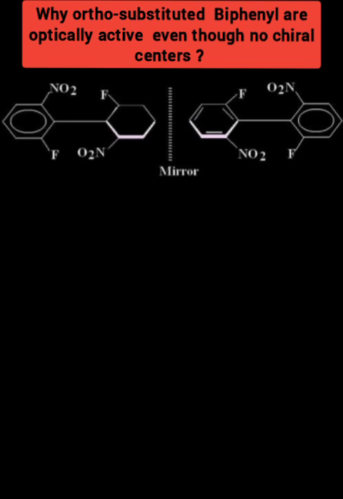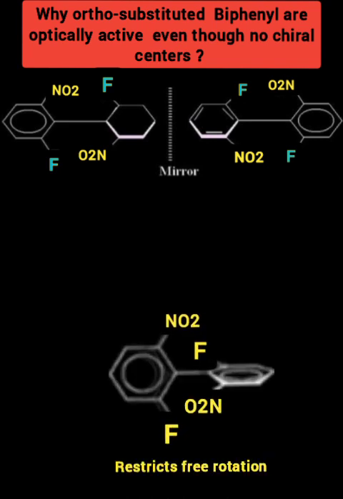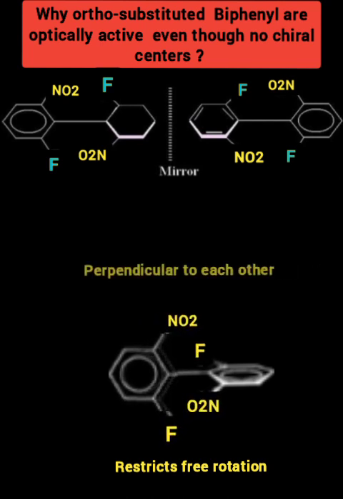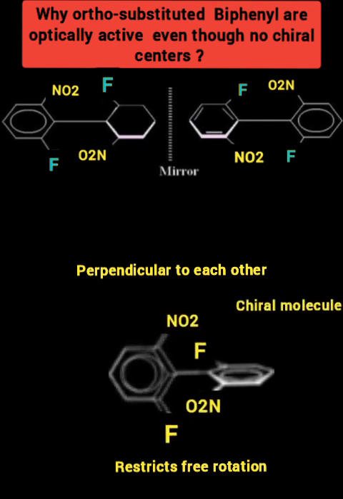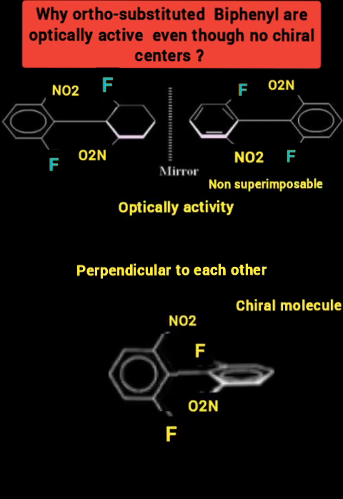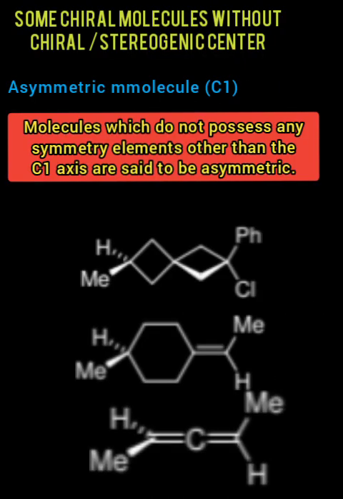If large substituents or atoms are in the ortho positions, they interfere mechanically, behave as obstacles and restrict the free rotation. Thus, the 2 benzene rings become perpendicular to each other and hence the molecule becomes chiral and the mirror image will not be superimposable. Thus, it will show optical activity. Here are some examples of chiral molecules without a chiral or stereogenic center.